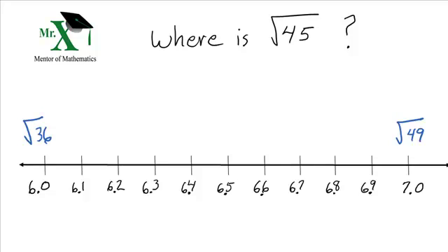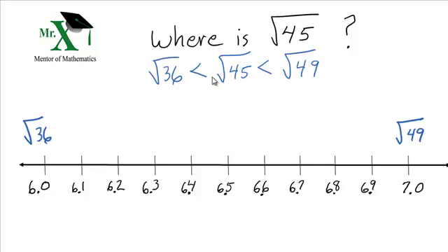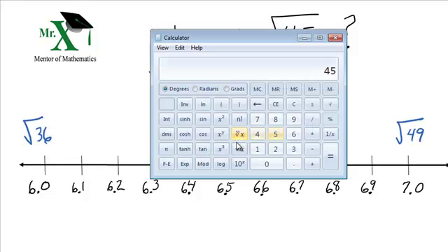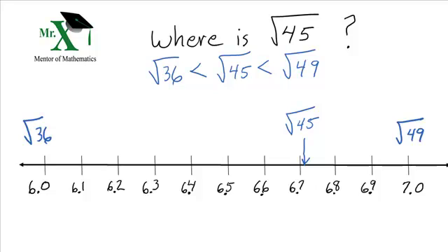Here's the logic to that. The square root of 45 is greater than the square root of 36, but it's less than the square root of 49. Let's let our calculator help us out for a decimal approximation. It's a little more than 6.7. More than 6 2/3, less than 6 3/4. Little more than 6.7. I'll just ballpark it right there.